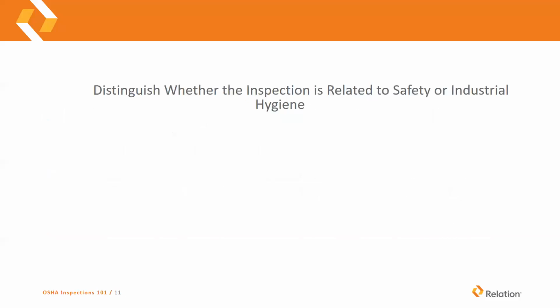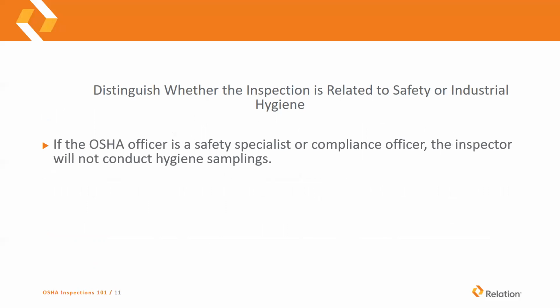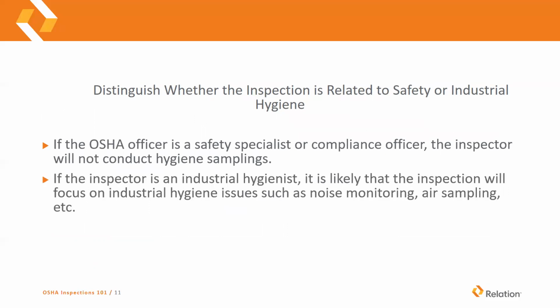So next you need to distinguish whether the inspection is related to safety or is it industrial hygiene. Are they going to be looking at air samples, or are they going to be looking at machine guarding? If the OSHA officer is a safety specialist or compliance officer, the inspector, they will not conduct hygiene samplings. If it is an industrial hygienist, it is likely that the inspection will focus on things like noise, air, silica sampling, different things like that.